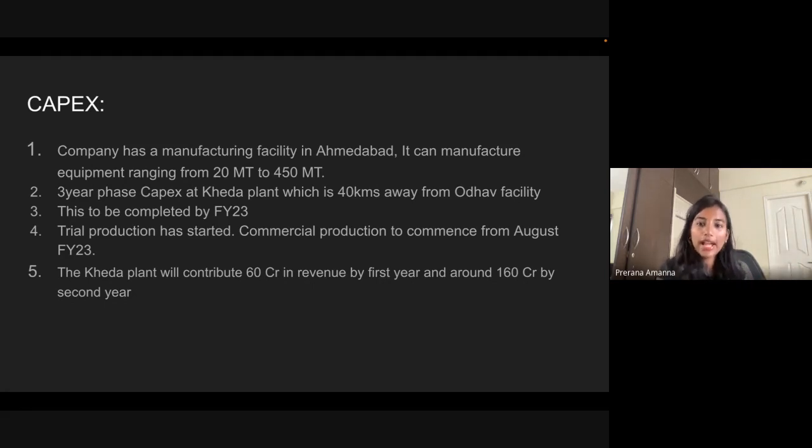So from this Keda plant alone, in the first year they will get 60 crores of revenue, and starting in the second year they will get 160 crores of revenue from this Keda plant. So the utilization will increase on a year-on-year basis, from first year to second year and so on. Combining these two things, one is the export book is increasing from 19 to 40% in the next 3 years. That is the plan. And the second is that the capex they've done is going to be fruitful here.